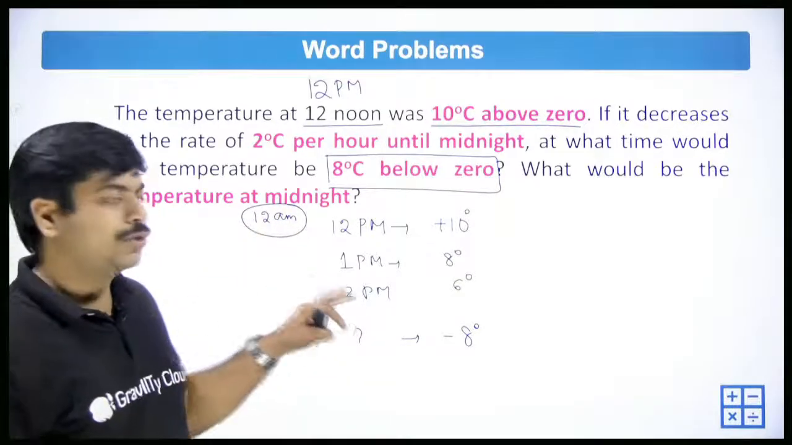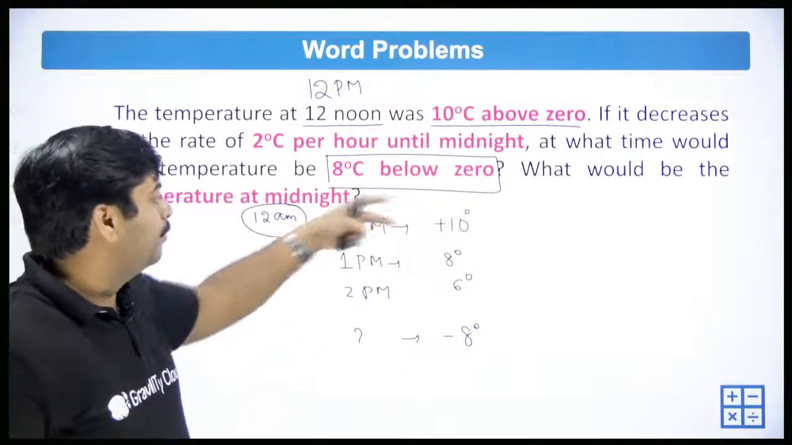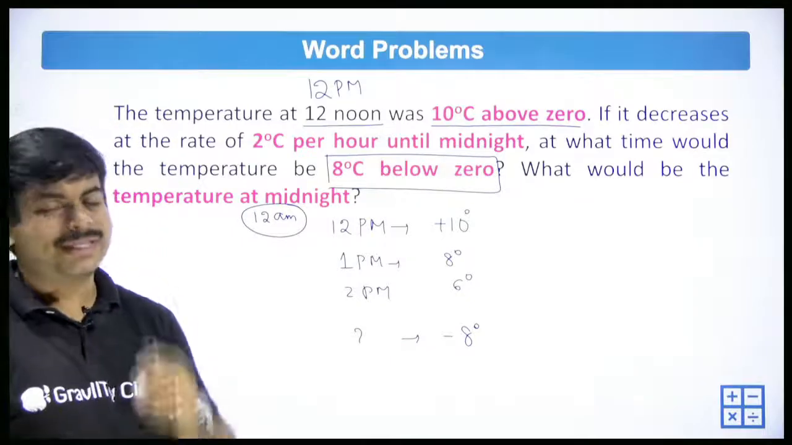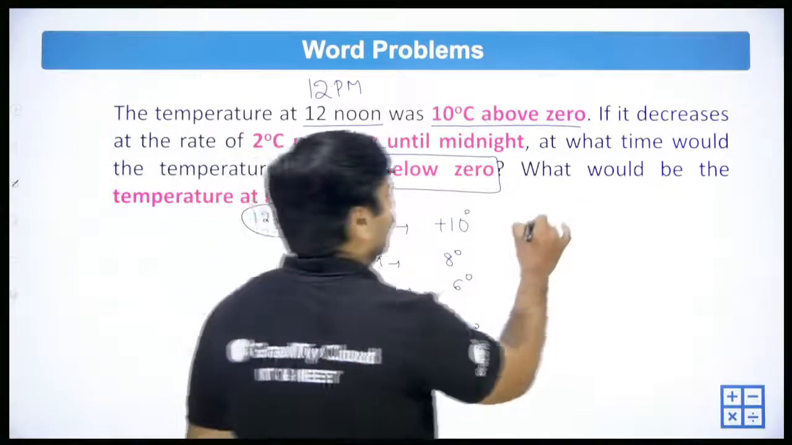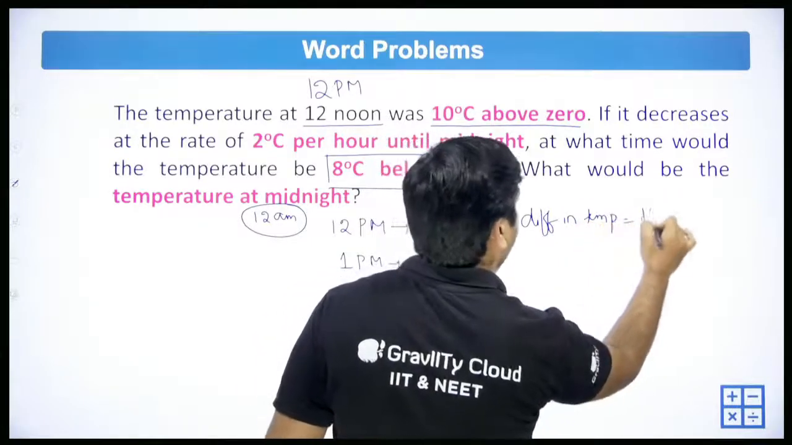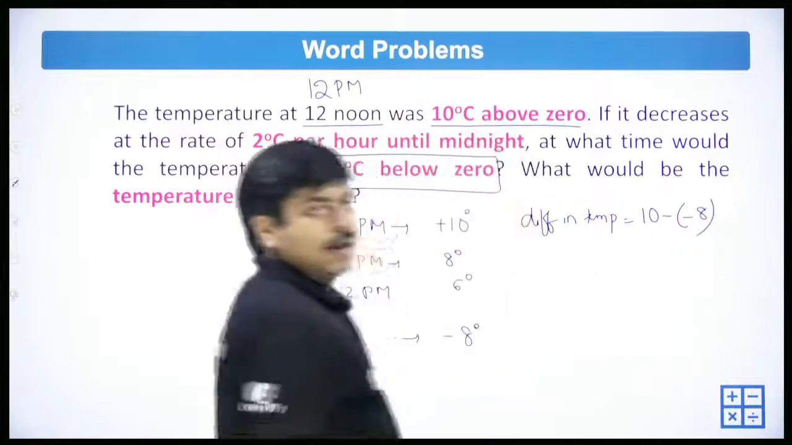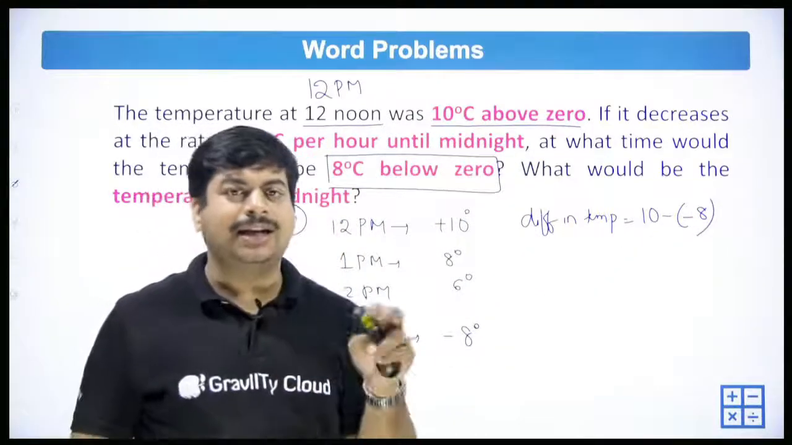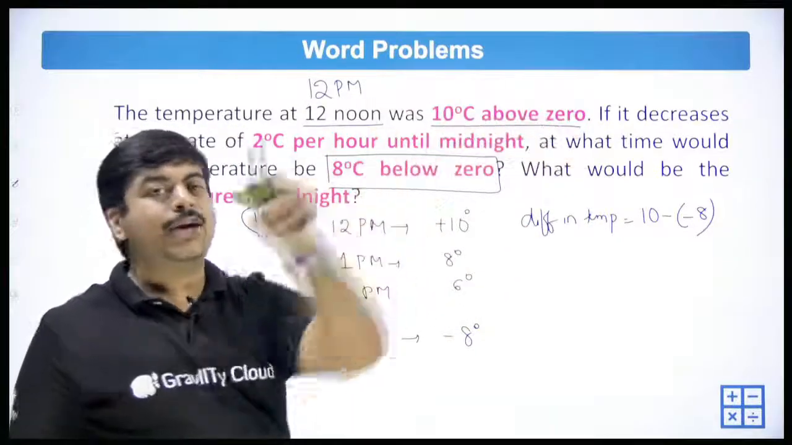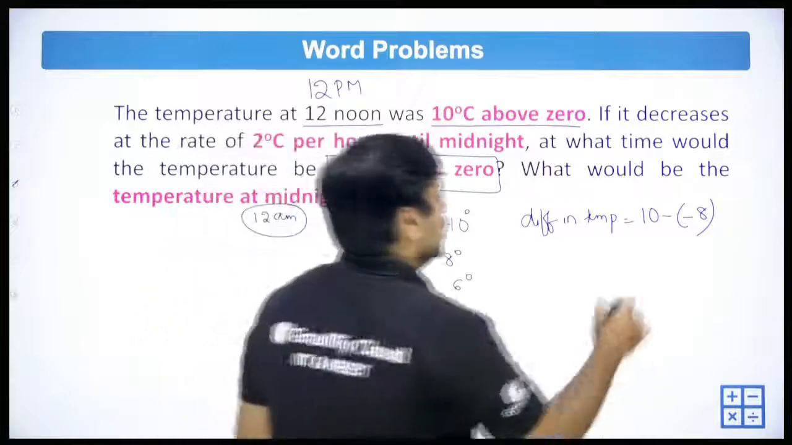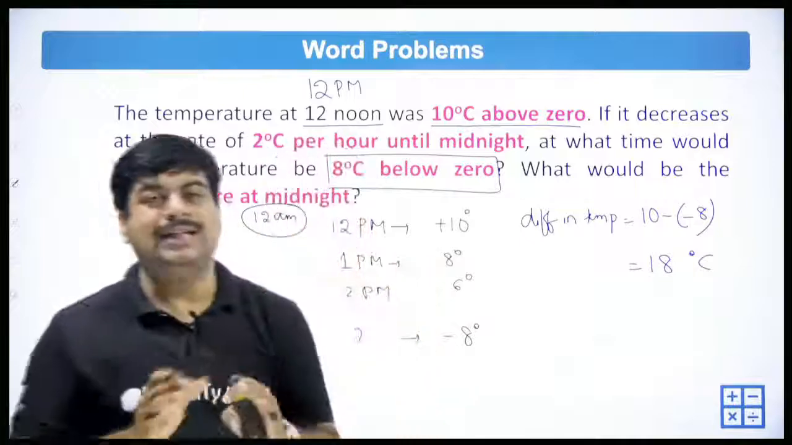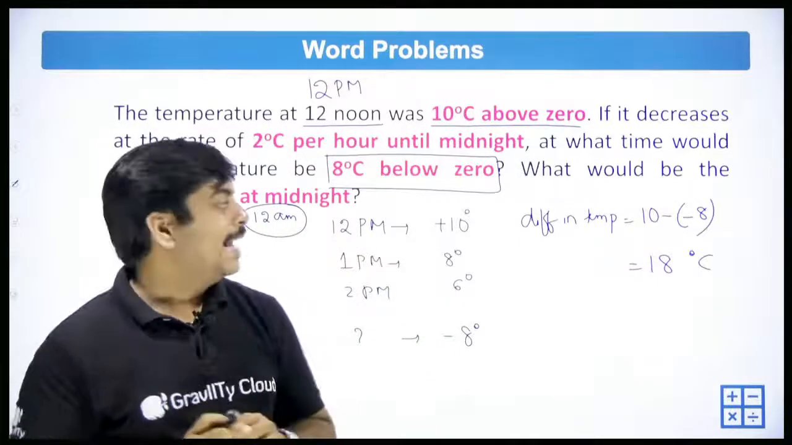Let us try to understand the first question. Starting at 12 p.m., it is at 10 degrees. From 10 to minus 8, what is the duration? What is the difference in temperature? It is equal to 10 minus of minus 8. Difference of 5 and 3 is 5 minus 3, 10 and 5 is 10 minus 5, 10 and minus 8 is 10 minus of minus 8. Don't forget that extra negative. So that is 18. So in total it should reduce by 18 degrees.